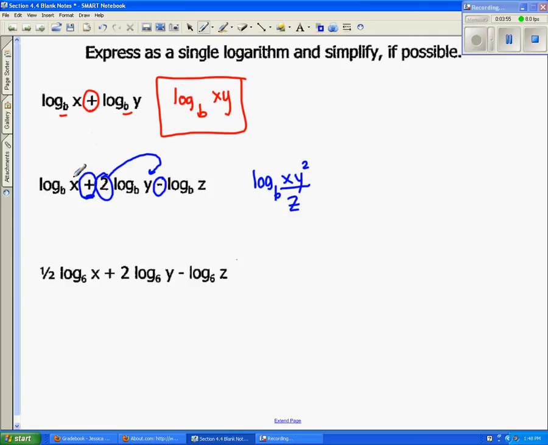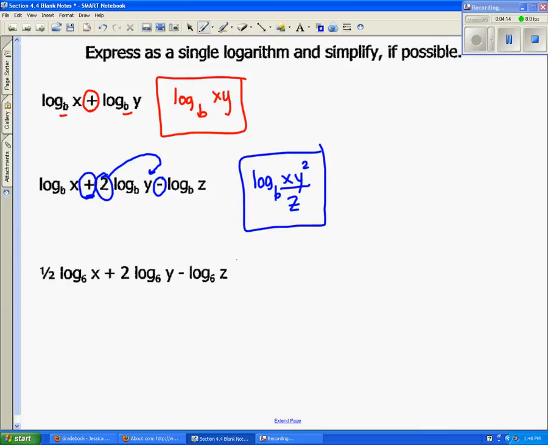So I'm going to sum that up one more time. This plus tells me I can multiply this x and this y. Okay, that's why I have x and y in the top. Now this 2 can be moved to be an exponent, so that's why I have my y squared. And then subtraction means divide by z.